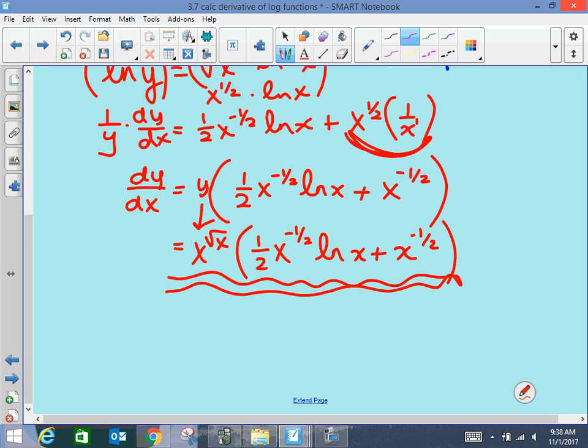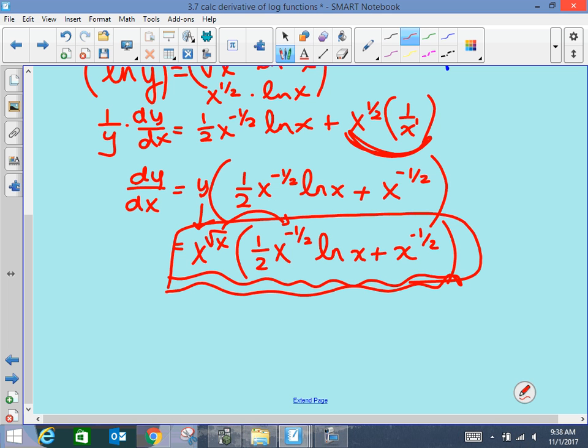You could leave it like that. You could have it factored if you want. I would not, because this distributed here is not going to combine nicely with the negative 1/2 and the radical x, so just leave it alone. It's factored, it's good. Okay? That's my answer.